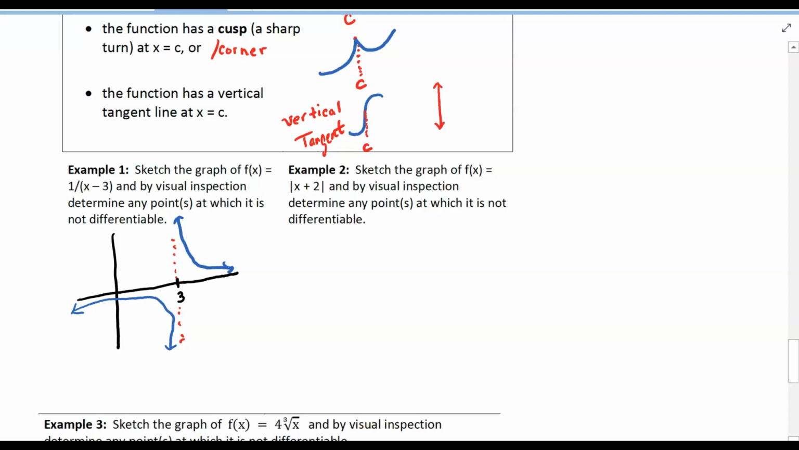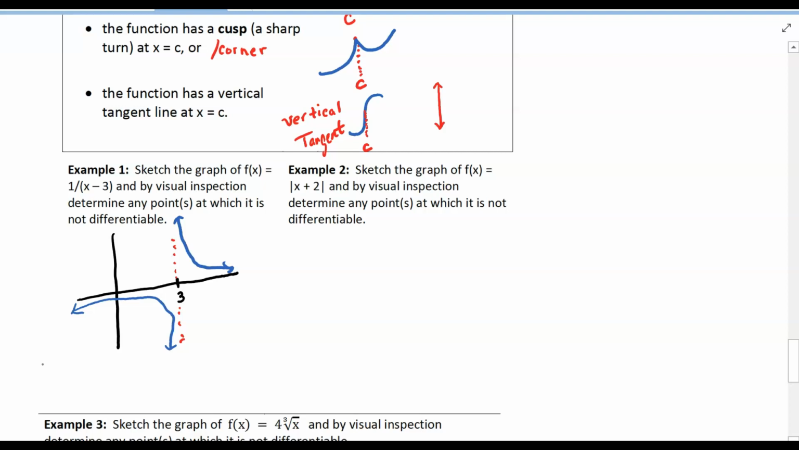The question is, you graph it and then state where it is not differentiable. Now, you may have assignment questions similar to this. I don't know. But take a look at this one. Where is it not differentiable?